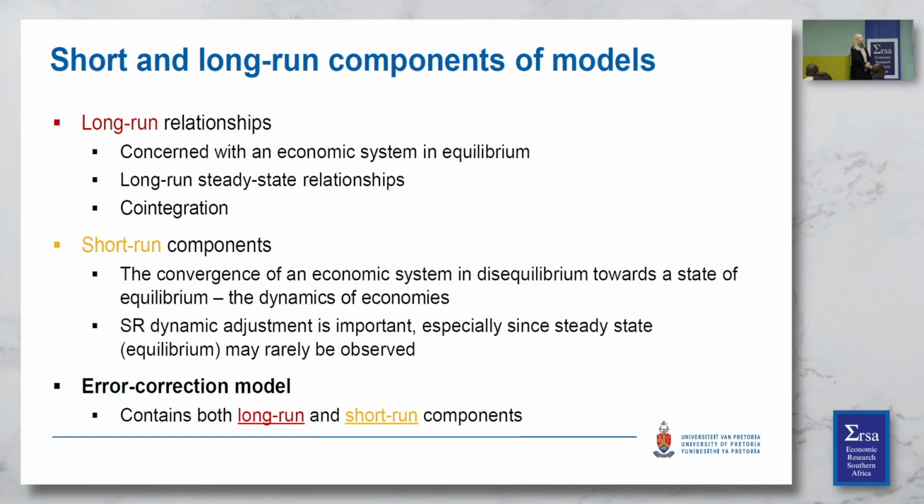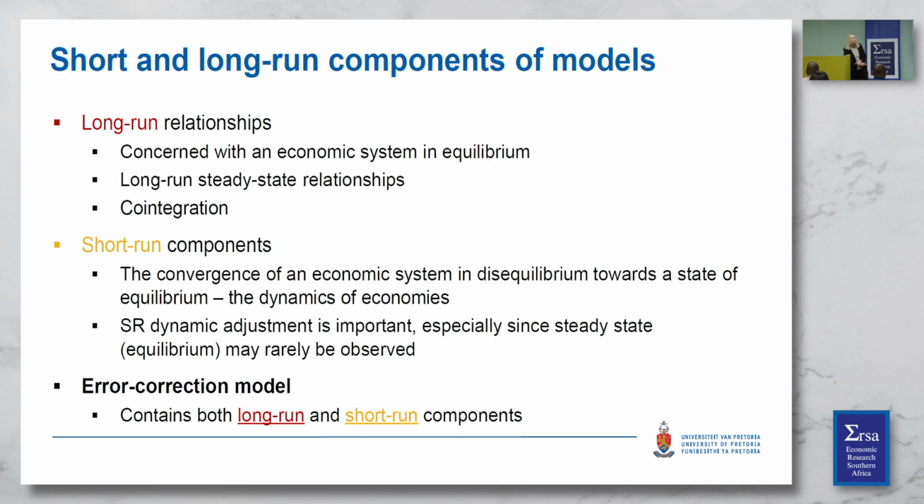So maybe a little bit of a wrong perception sometimes. We see that ECMs are referred to as short-run models. And the thing is that the error correction model, yes, it does contain short-run components, but I still think the essence of what's in the error correction model is the long-run relationship. So the ECM is not a short-run model.